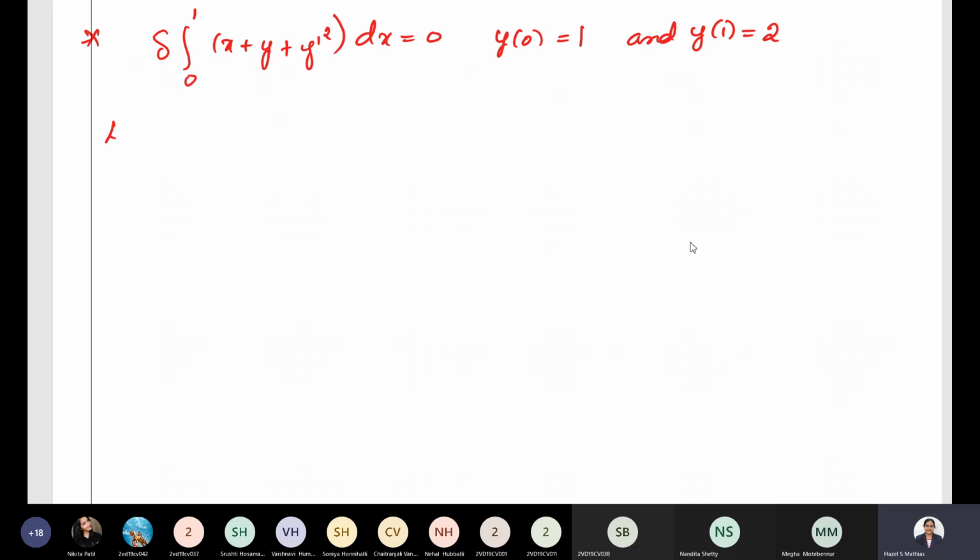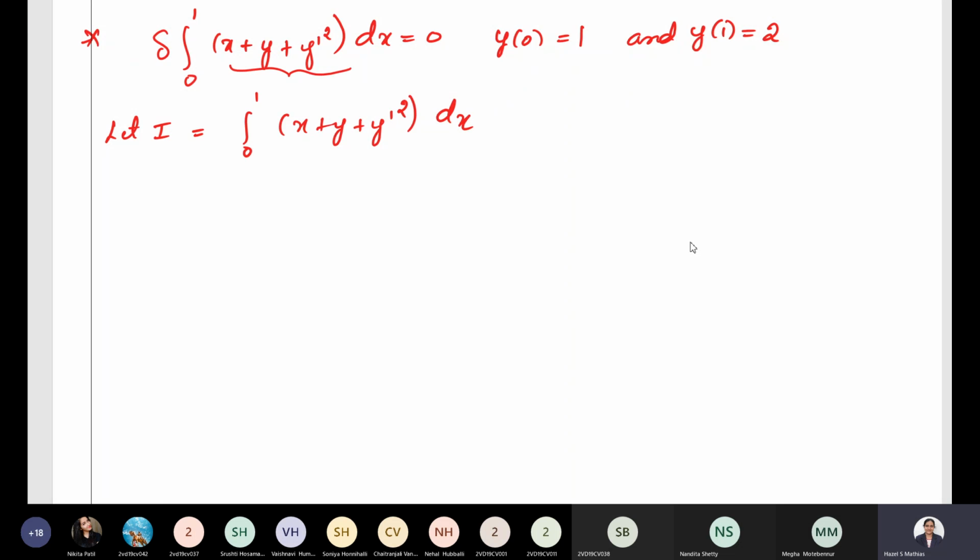So let's consider I equal to the integral from 0 to 1 of x plus y dash square into dx. I take this entire term as our integral. Now what happens?